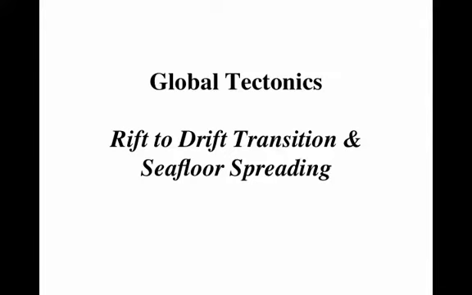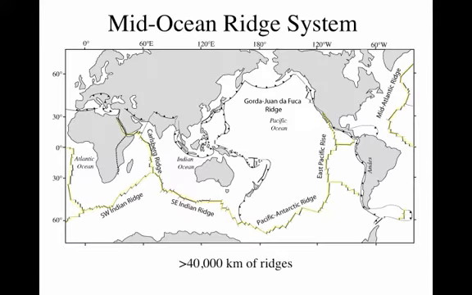Let's look at the rift-to-drift transition and seafloor spreading. As I said, there are over 40,000 kilometers of ridges, and so this is an important process in global tectonics.